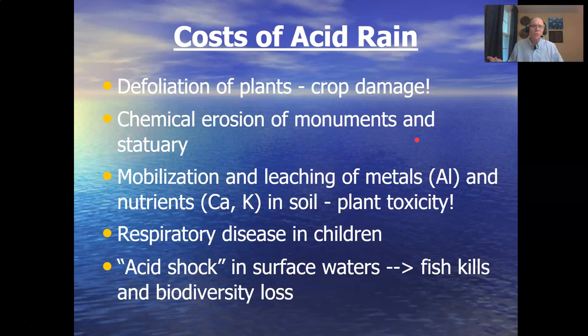So what does it do? What's the big deal? Well, the most costly effect of acid rain is probably crop damage. pHs that are too low will damage the ability of a plant to photosynthesize, and plants will die. So you can have massive crop loss if there's a big acid rain event. But other things that occur are chemical erosion of some monuments, especially if they're limestone, which is calcium carbonate, and that will dissolve in an acid.